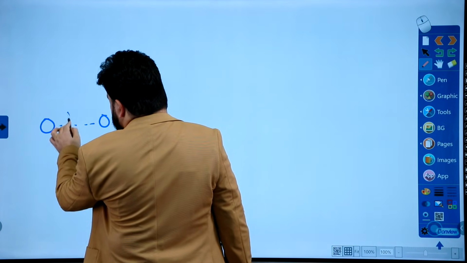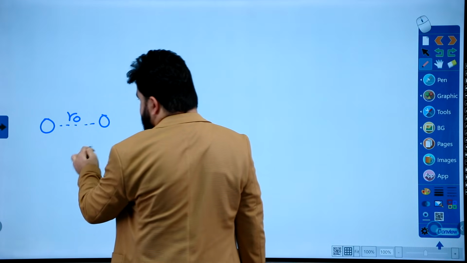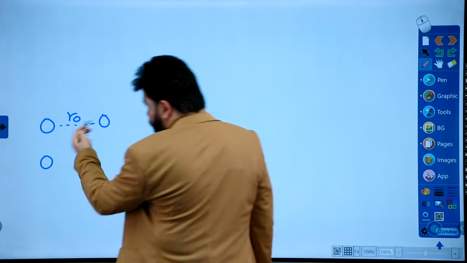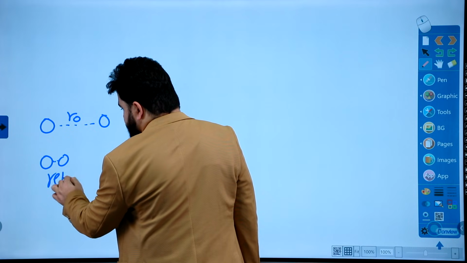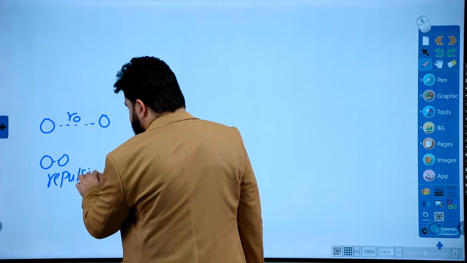The equilibrium distance between them is, let's say, this. These two atoms, let's say they cross the equilibrium distance and they get too close. So the force becomes what? Becomes repulsive. Be careful. Okay?